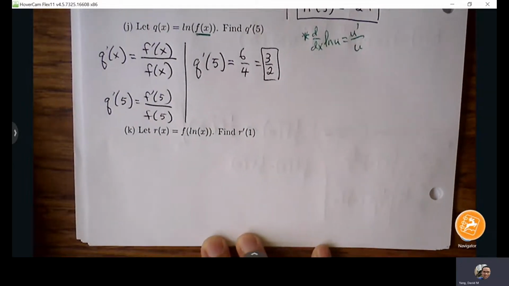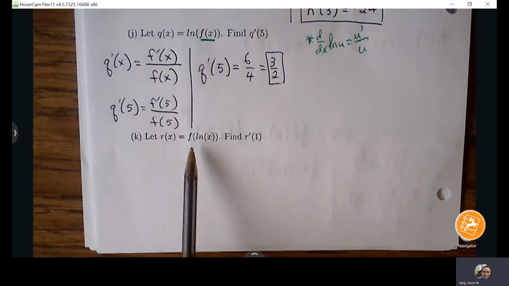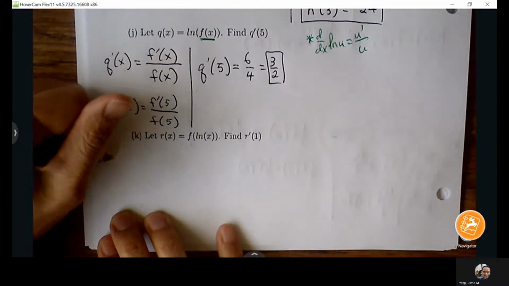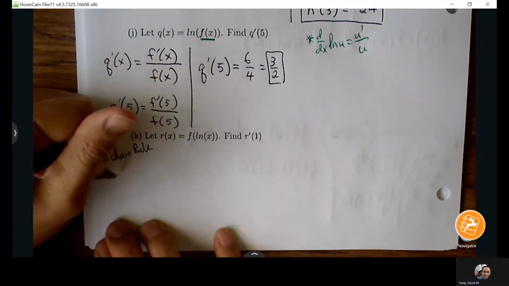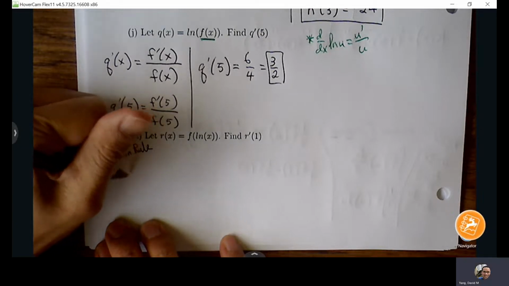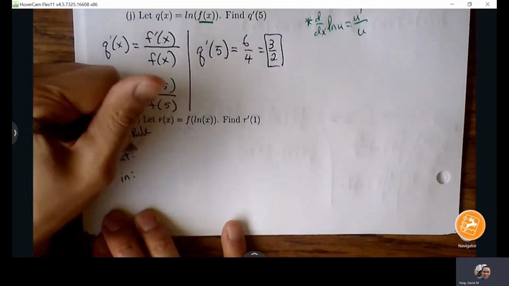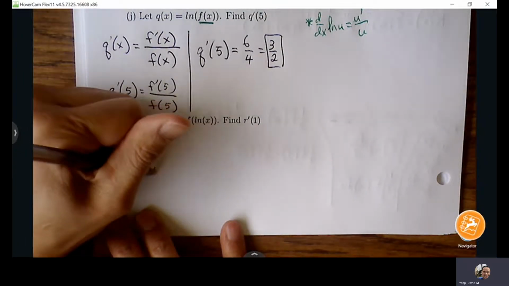Okay, part K is also, notice that there's also a little bit of chain rule here, right? There's a function within a function, so we first have to find r prime of x. Let me identify here. There's an outside and inside portion, right? Here, the outside portion is the f parentheses, and the inside portion is that natural log of x.